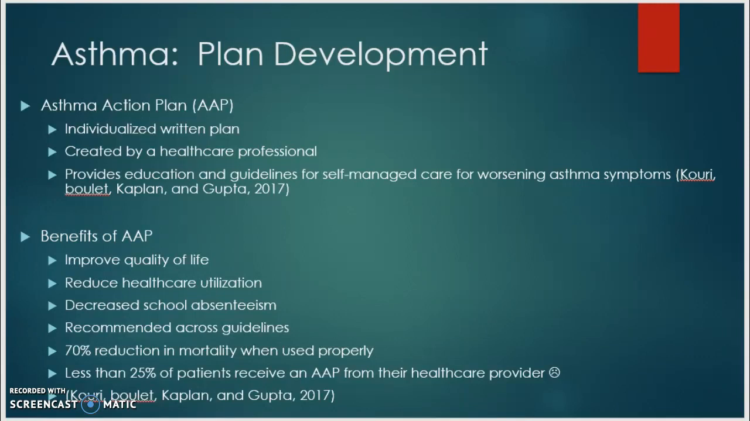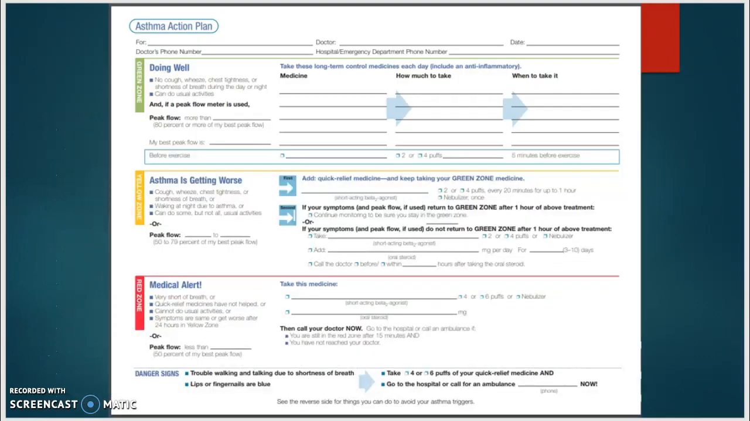And actually, all of those who have asthma guidelines, so the AAAI and the Pulmonary Association, all of these people have asthma guidelines. They all recommend that everyone who has asthma have an action plan. It actually can result in a 70% reduction in mortality rate. However, only about a quarter of all patients get an AAP from their healthcare provider. This is an example of an AAP. This is actually from the NIH. You can just Google asthma action plan. There are a variety of different kinds, but they all basically have the same exact thing.